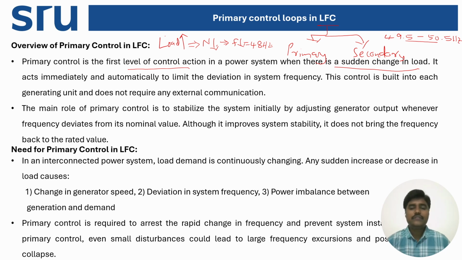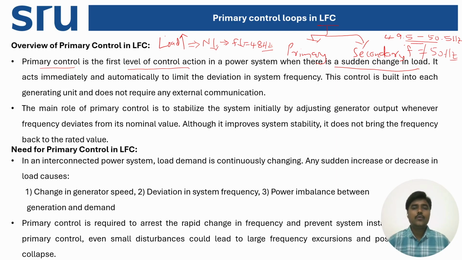So now whenever the frequency is falling to 48 Hz, the primary control will come into picture and it will try to restrict that frequency fall further and it will bring back the frequency to within this range 49.5 to 50.5 Hz. However, the primary control cannot make actual frequency exactly equal to 50 Hz. That is the biggest drawback of this primary control loop. But still, this primary control cannot allow this frequency to go out of this range 49.5 to 50.5 Hz.